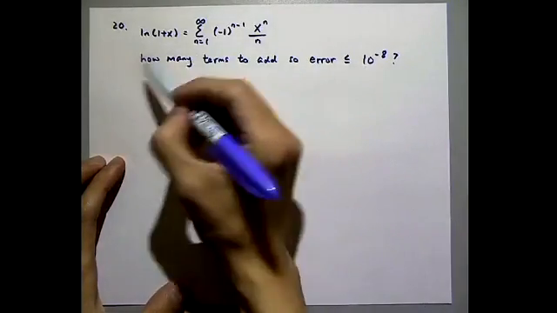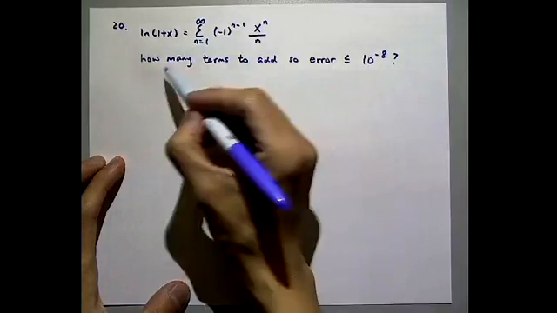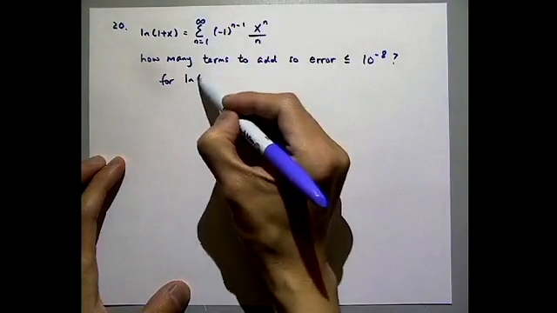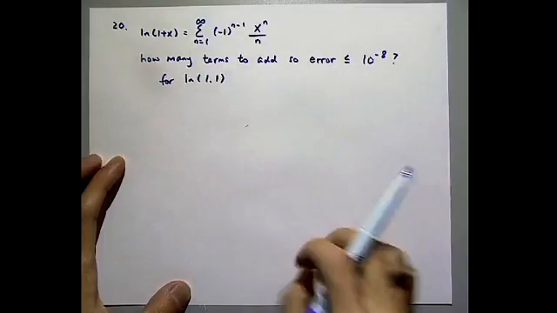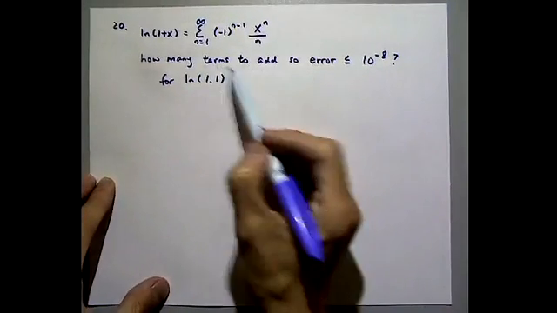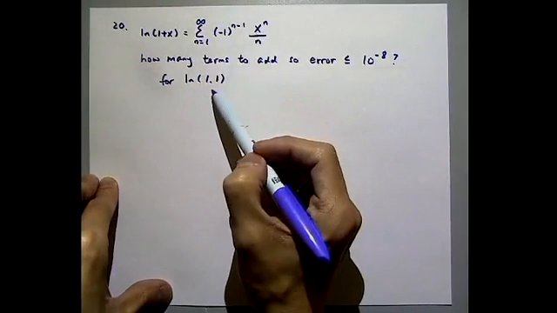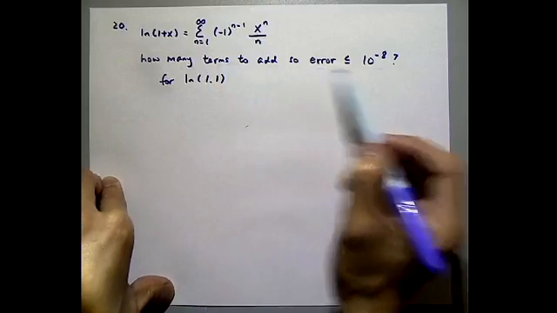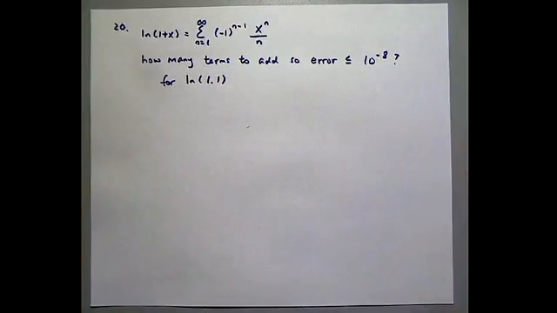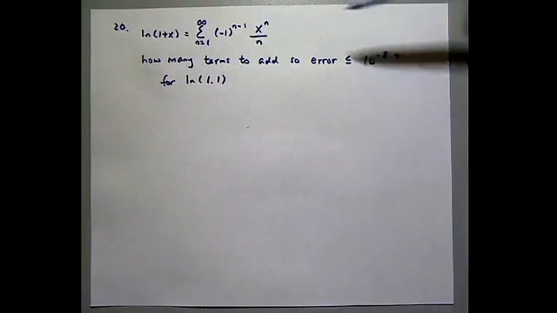How many? So, let's see. For natural log of 1.1. Here we go. So I want to calculate this thing using that Maclaurin series. But we want to know how many terms to add. So the absolute value of my error is no bigger than 10 to the minus 8. Okay.